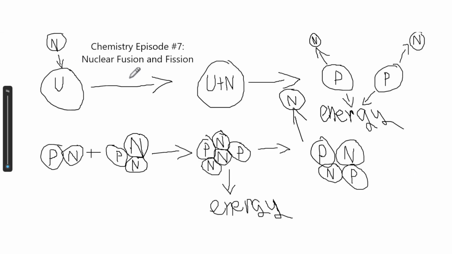Hello everyone, welcome to chemistry episode number 7, nuclear fusion and nuclear fission. So, nuclear fission is when a neutron combines with an isotope of an element.